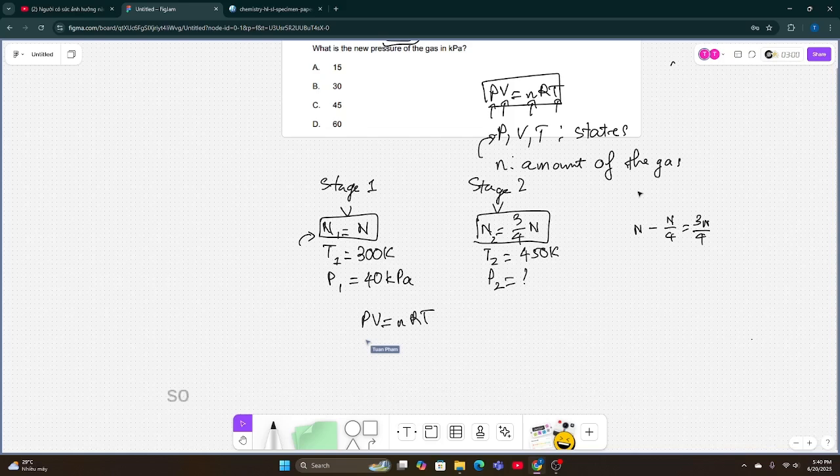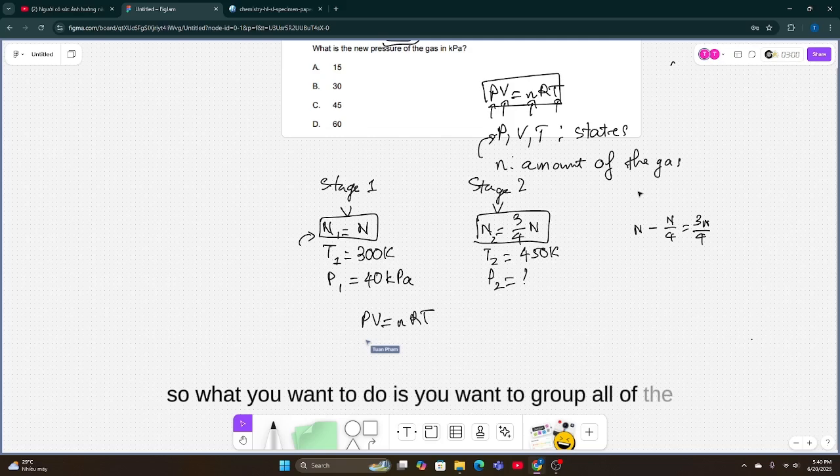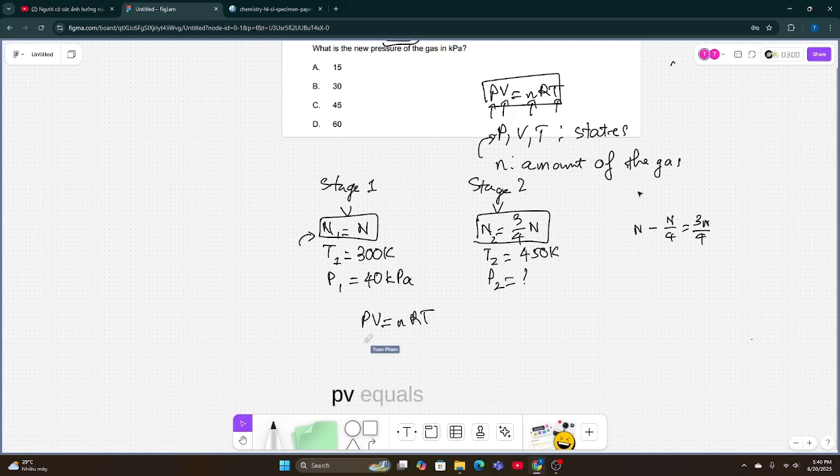Okay, so what you want to do is group all of the constant terms on one side. What do I mean by that? PV equals nRT, right? In our case, R is a constant, correct? Of course, it's a gas constant. That is why it's called constant, right? And this question is very special. We have V is a constant, all right?